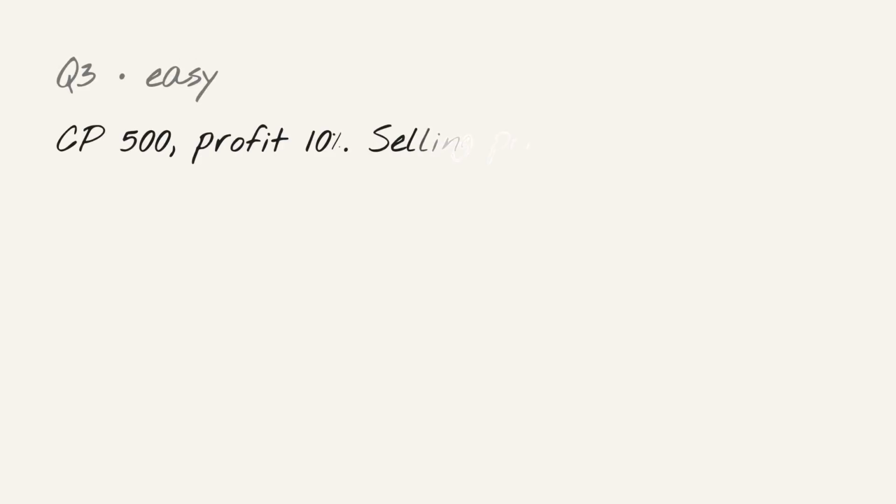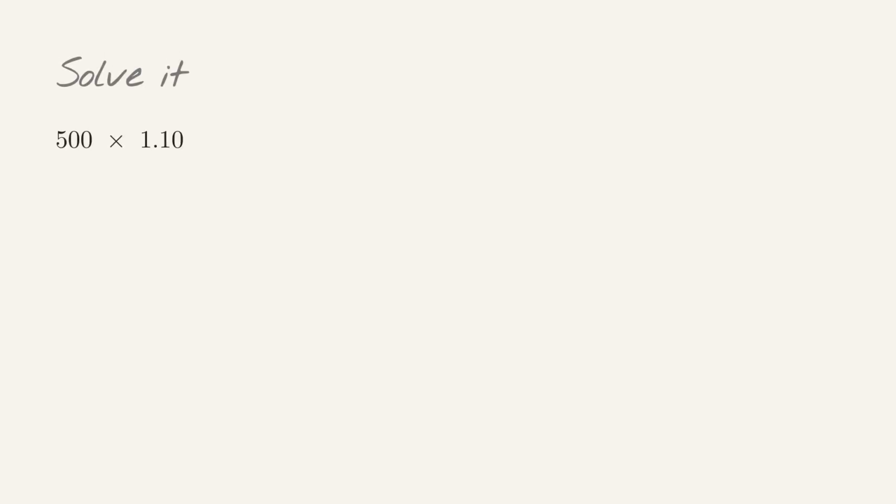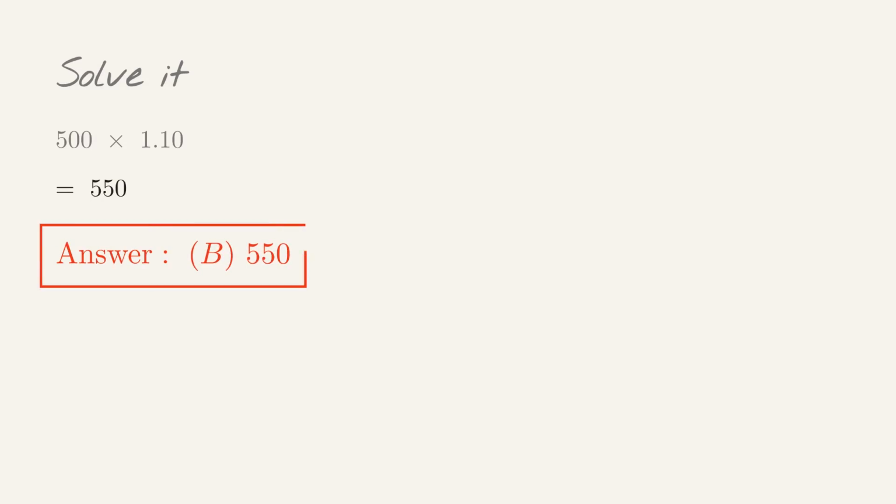Try this. Multiply cost by 1.1. Pause it. Give it a real attempt, then I'll walk through it. 500 times 1.1 is 550. 10% of 500 is 50 added on.